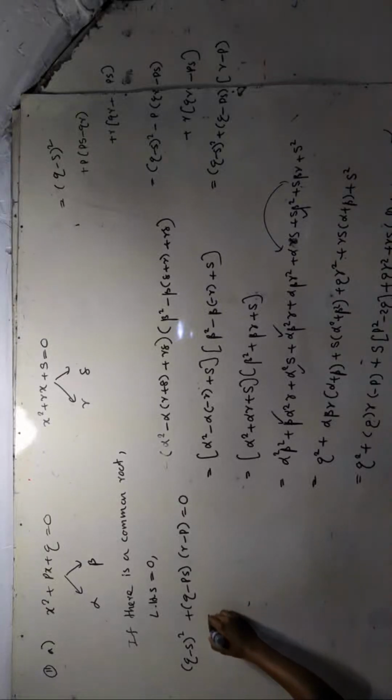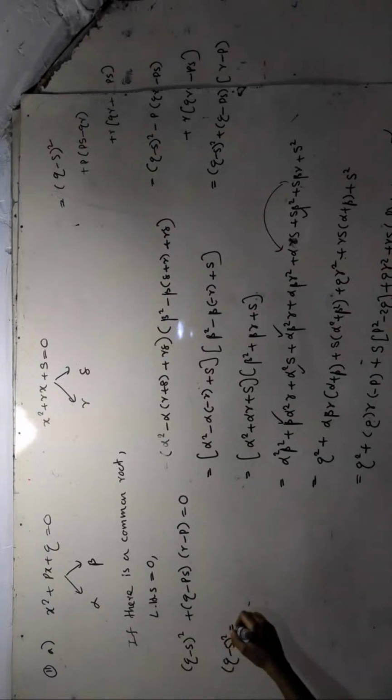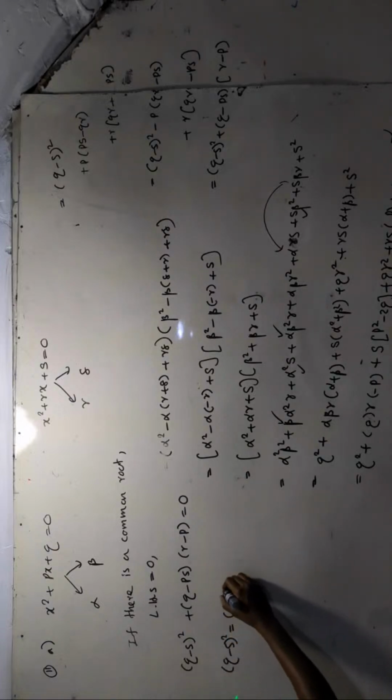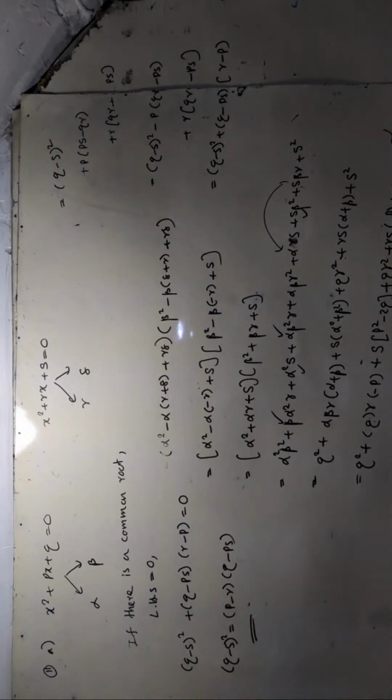So I think that's it. We can stop the question from here. So that is the mathematical requirement. If there's a common root, (Q minus S) whole squared is equal to (P minus R) into (Q minus P S), something like this. So we can get this kind of a relationship between P, Q, R, and S: (Q minus S) whole squared is equal to (P minus R) into (Q minus P S).